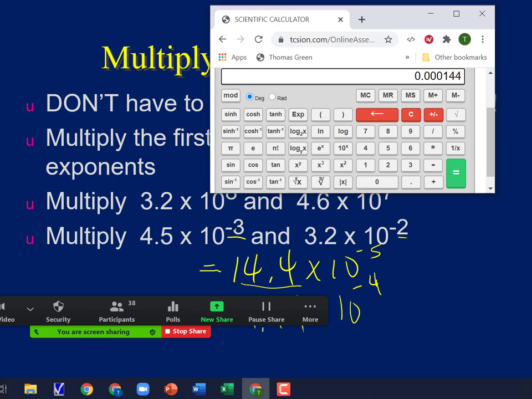And you can see that's 1.44 times 10 to the negative 1, 2, 3, 4. So we got the same answer. You might have to translate it off your screen, but we get the same answer.